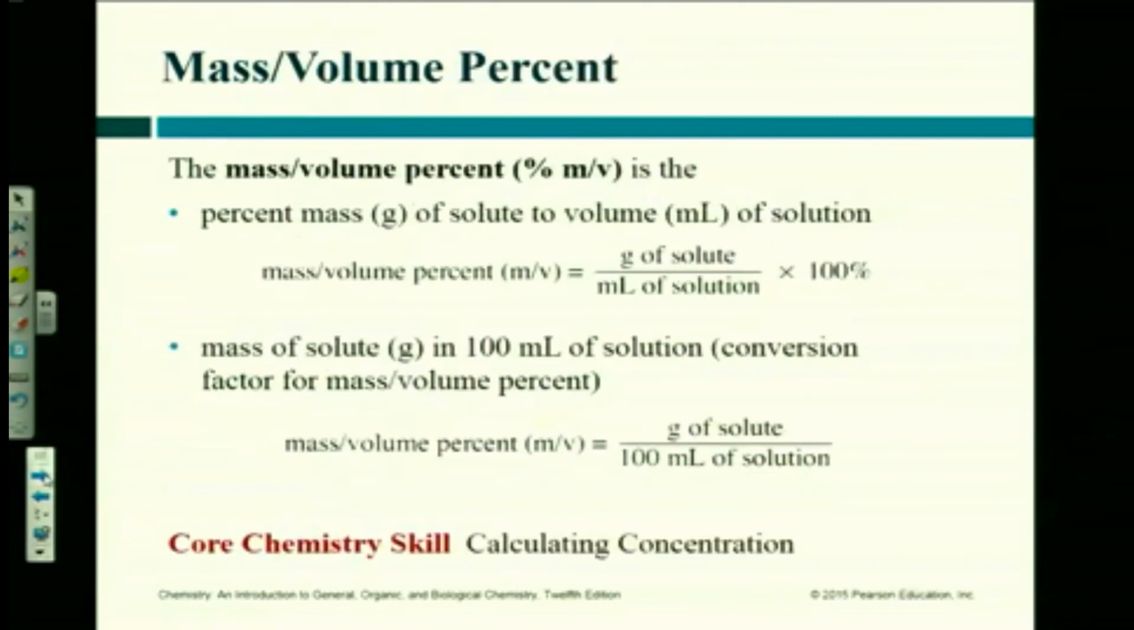Then you can mix the two units together. You can have mass volume percent. Mass volume is mass of solute in grams divided by milliliters of solution times 100. That'll give you percent. Note, when you write these percentages, you always have to put that ratio there, either M over M for mass, or V over V, or M over V. That way people know what you're talking about.